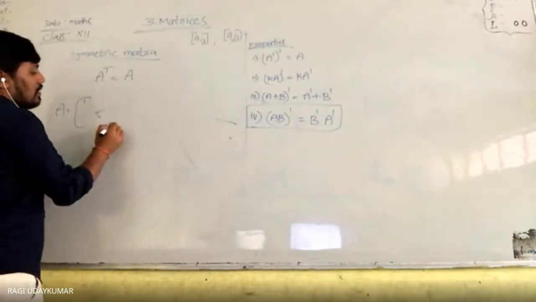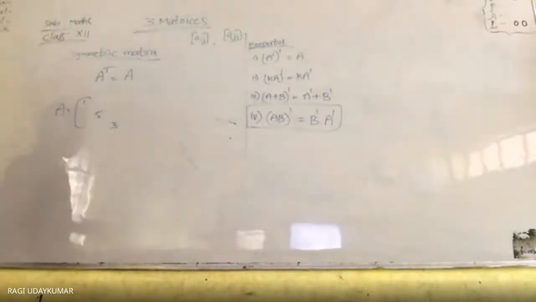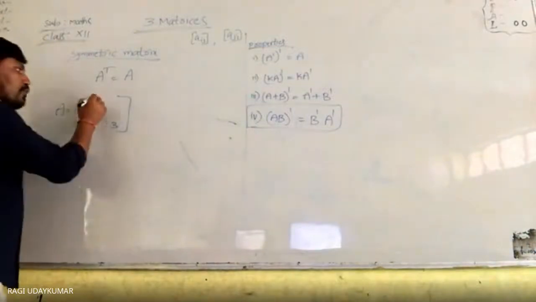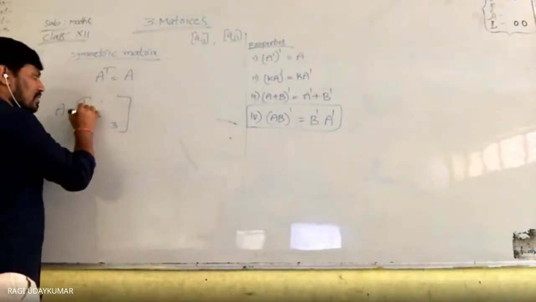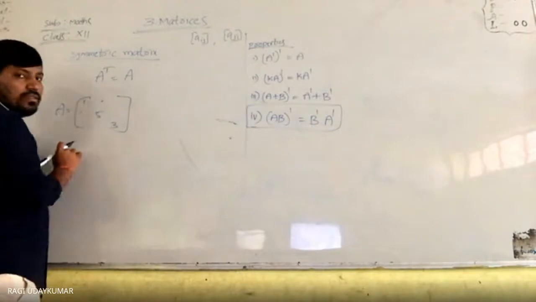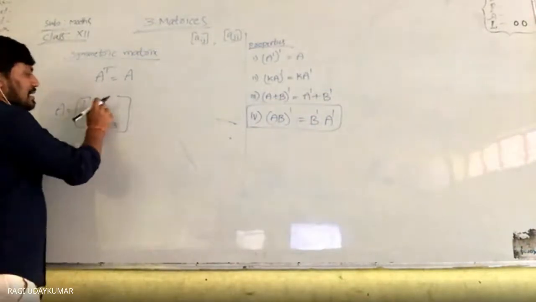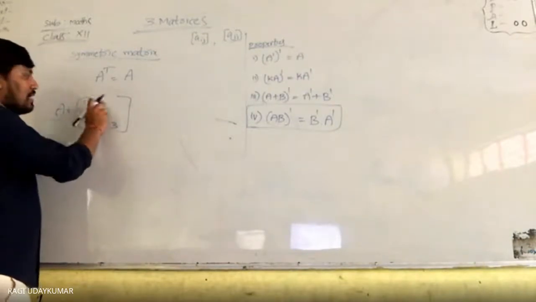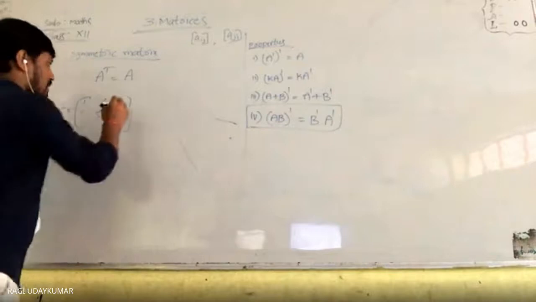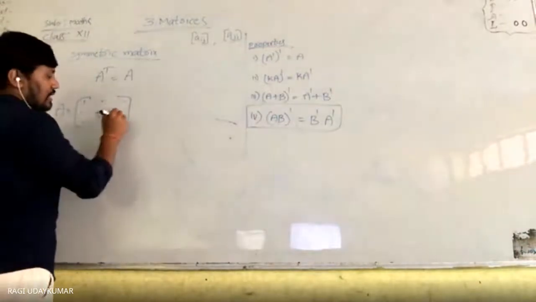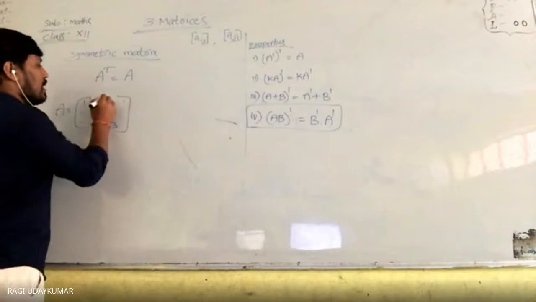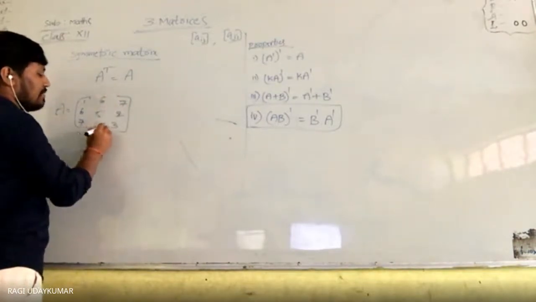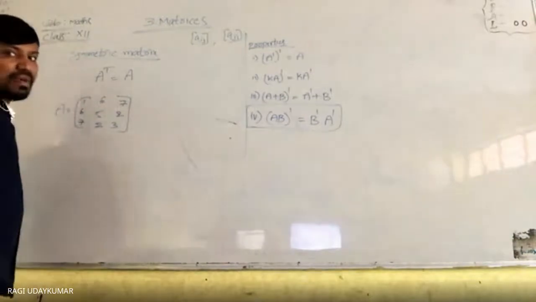1, 5, 3 I have taken as the diagonal. Then, these two places are interchanging places. This is the first row second column, this is the second row first column. The same number has to be in both of these places, and the same number in both of these places. Here if you write 6, here 6. Here if you write 7, here 7. Here if you write 2, here 2. Now this is a symmetric matrix.